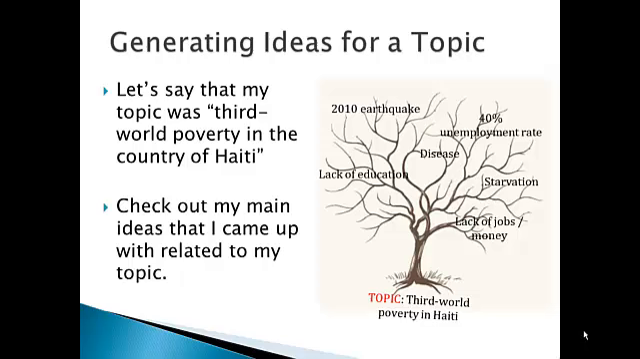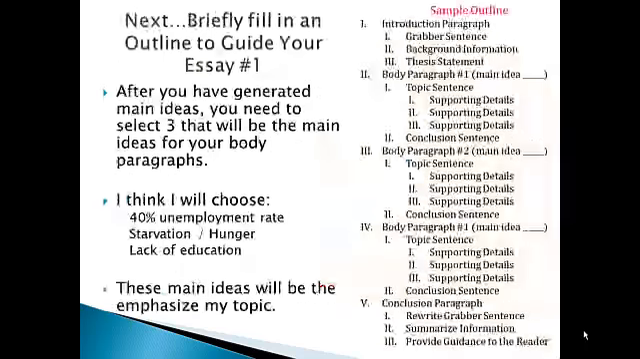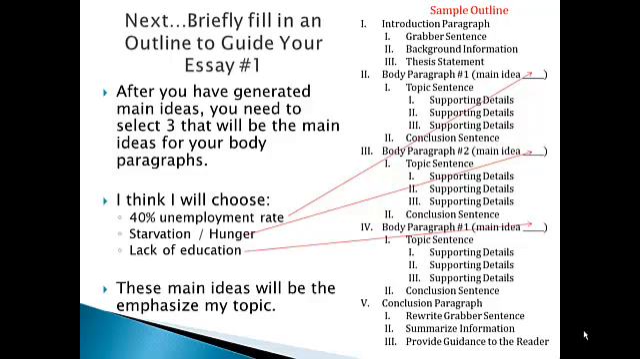Now, some of these ideas are related to each other, and some are out in left field, so I'm not going to use all of them. And remember, I only need 3 because I've only got 3 body paragraphs. So I need to select 3 that will be the main ideas for my body paragraphs. Based off of what I've already generated, I'm going to use unemployment rate, starvation and hunger, and lack of education. I think these main ideas are strong enough to support my overall topic of third world poverty in Haiti.